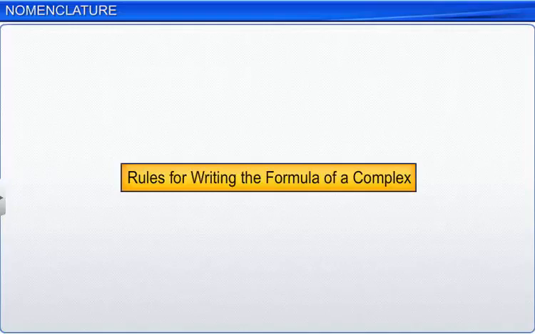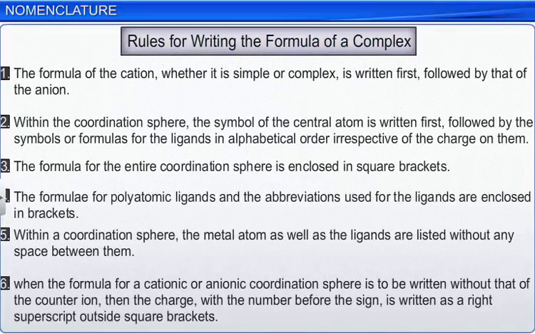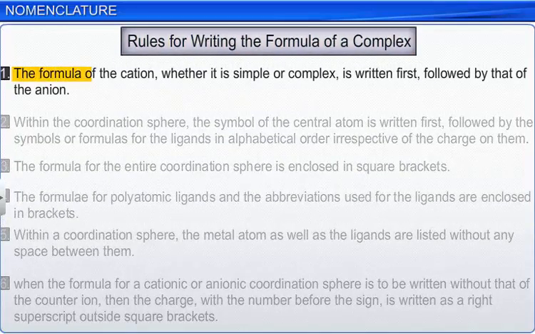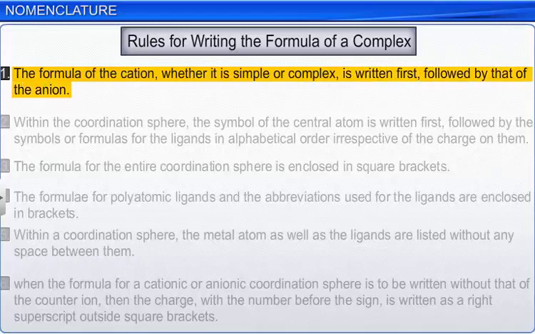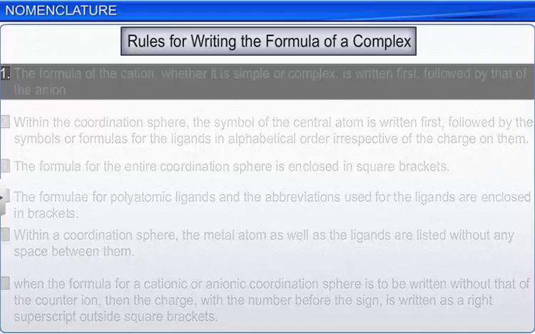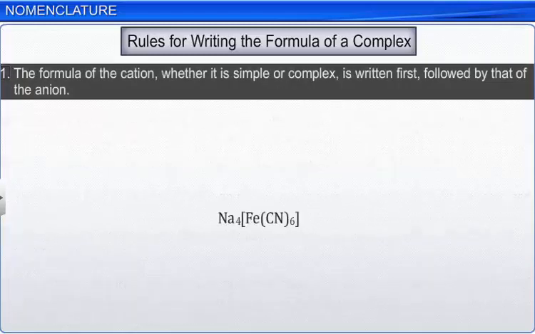The first rule is the formula of the cation, whether it is simple or complex, is written first, followed by that of the anion. For example, in the complex shown here, the cation sodium is written first, followed by the anionic coordination entity.